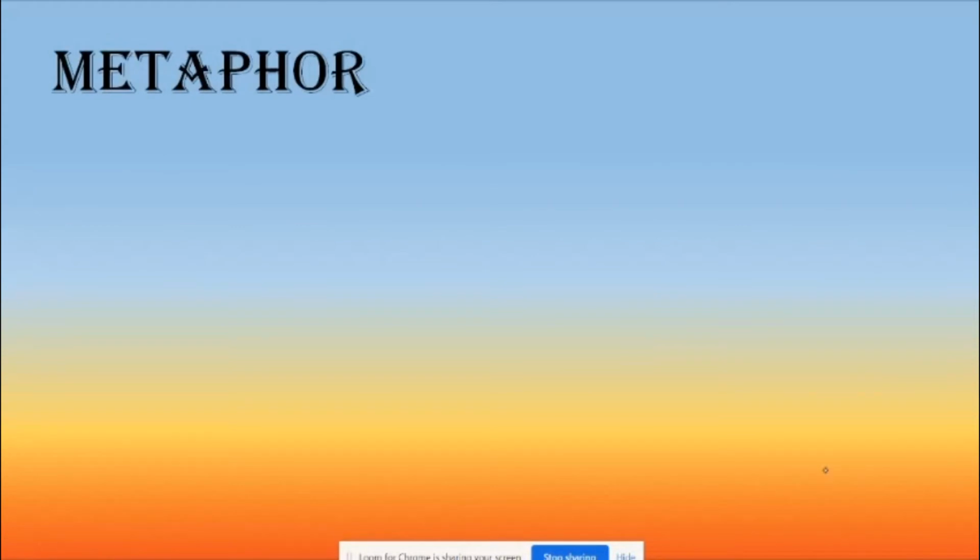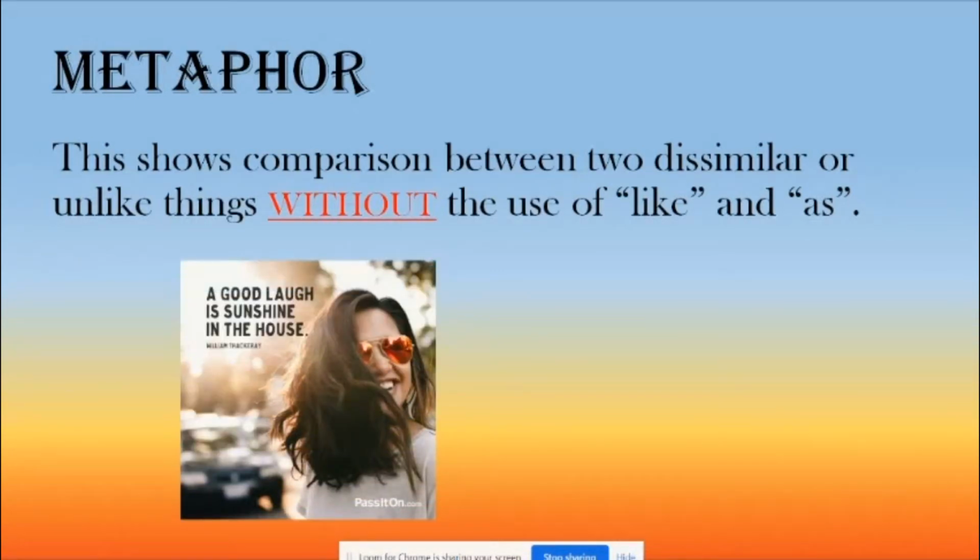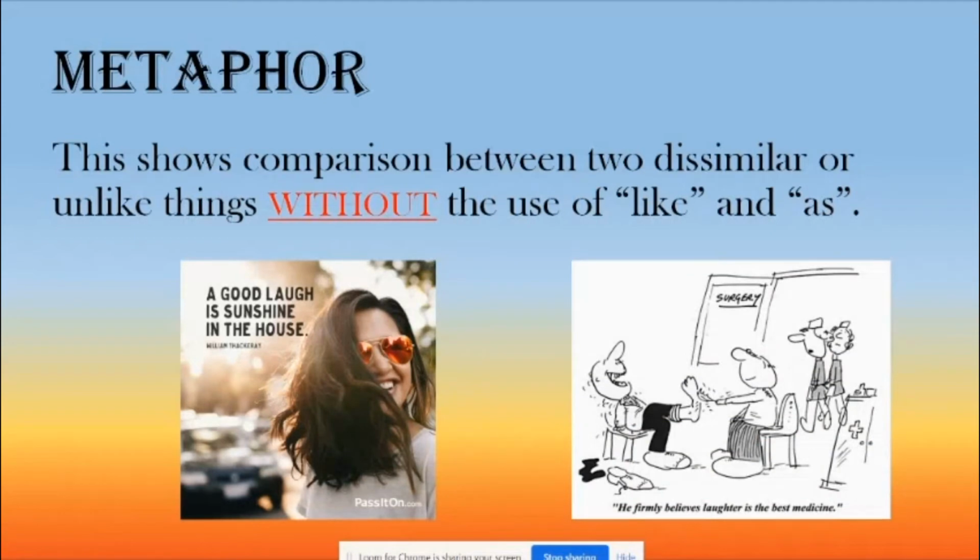Next, we have metaphor. This shows comparison between two dissimilar or unlike things without the use of like and as. So metaphor, unlike simile, is more direct in its comparison. Example, a good laugh is sunshine in the house. And he firmly believes that laughter is the best medicine. As you can see, they're comparing two things that are not really connected to each other. So that's how metaphor is used.